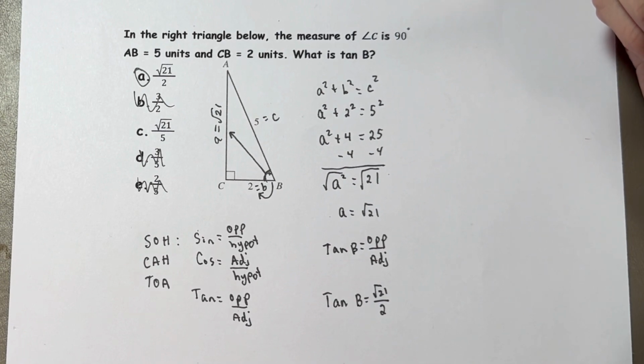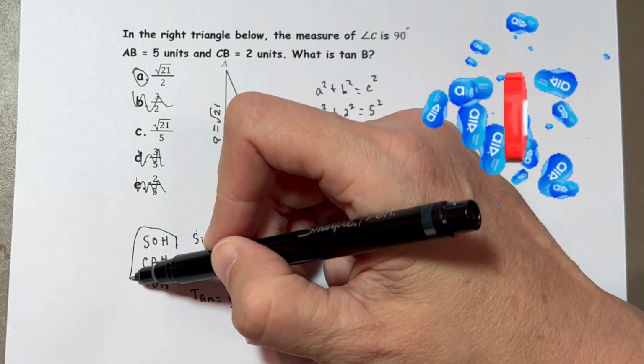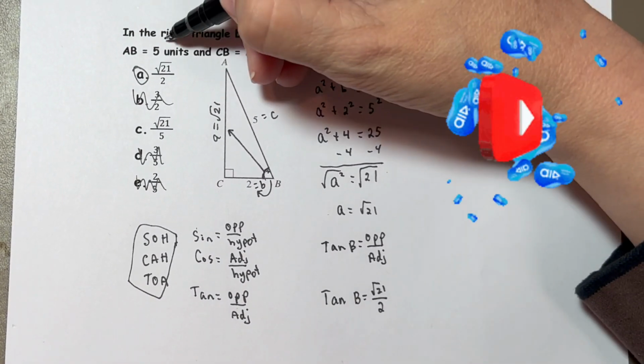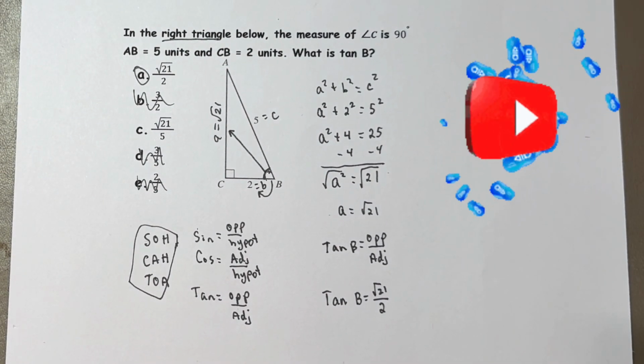I hope this was helpful. Before you take your exam, make sure that you know SOHCAHTOA and know that it's only used for right triangles. You can find an angle measure or a length using that.